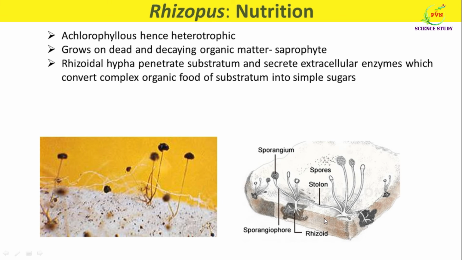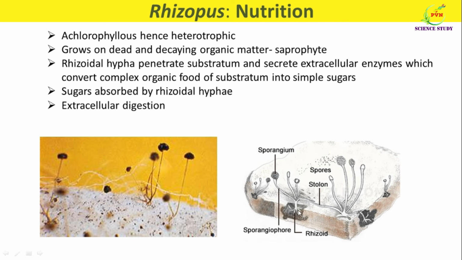As you can observe here, the rhizoidal hyphae penetrate the substratum. This is the substratum. Here the substratum is bread. So as you can observe, these rhizoidal hyphae penetrate inside the substratum and secrete extracellular enzymes which convert complex food substratum into simple sugars. Later on, these simple sugars are absorbed by the rhizoidal hyphae and circulated throughout the mycelium. In this way, the digestion occurs outside the cell and so is described as extracellular digestion.